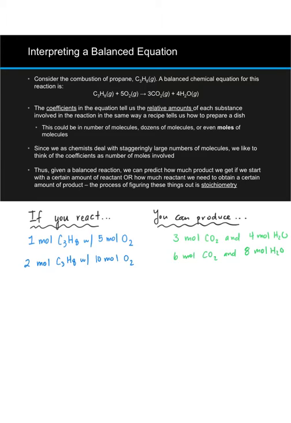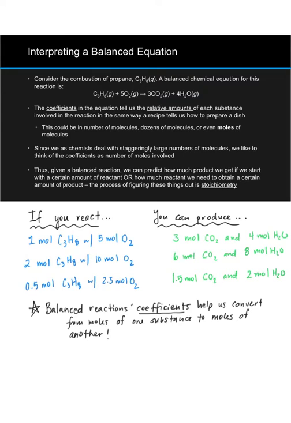Similarly, cutting a recipe in half halves the amount of product or end result that we can make. If we reacted just a half a mole worth of propane with, say, 2.5 moles worth of oxygen, we might expect to produce only 1.5 moles worth of carbon dioxide and 2 moles worth of water vapor. Ultimately, then, we can say that a balanced reaction's coefficients help us convert from moles of one substance to moles of another.